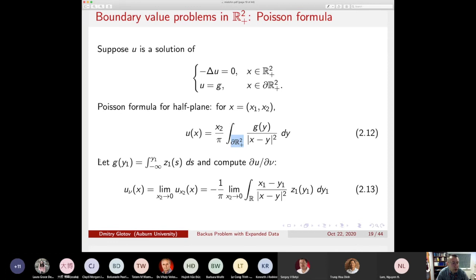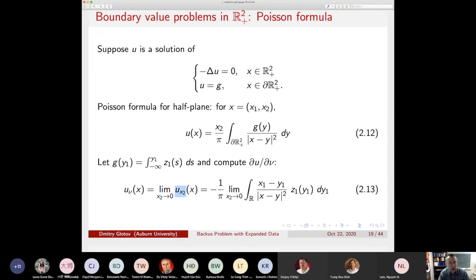So coming from our ODE, we have the function z1, which corresponds to the tangential derivative. In order to recover the value of the function, we need to integrate the tangential derivative. And assuming some decay properties, let's say the solution decays to zero, we integrate from negative infinity to y1, and we're supposed to recover u. And now we want to connect z1 and z2. So z2 is the normal derivative, which corresponds to the derivative with respect to x2. We cannot take the derivative of this function right on the boundary, but we can look at the limit as x2 goes to 0 from above.